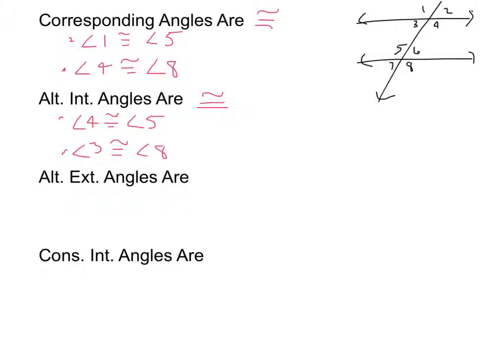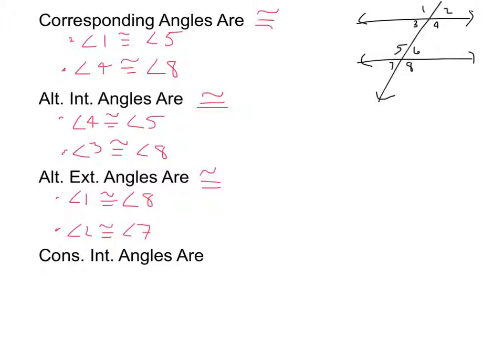Alright, alternate exterior angles are congruent. And so we have a set. Angle 1 is congruent to angle 8. Those are alternating exteriors, so left and right, top and bottom on the outside. And the other set we got is angle 2 is congruent to angle 7.